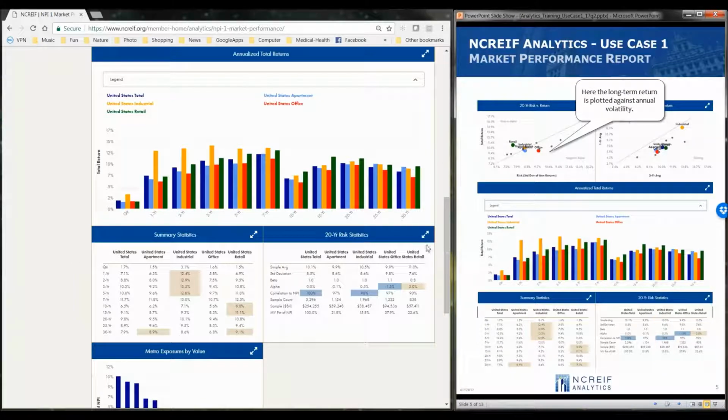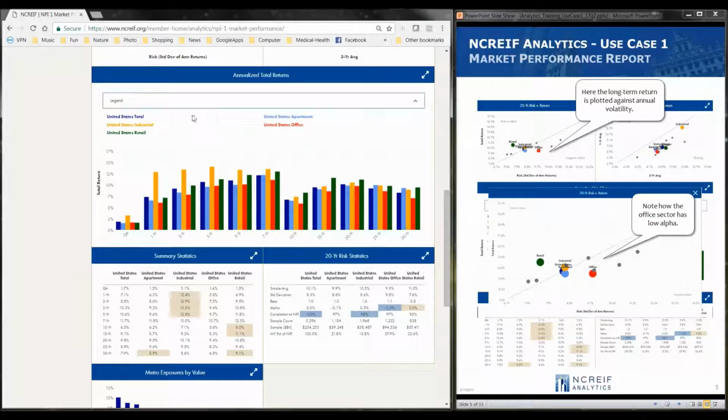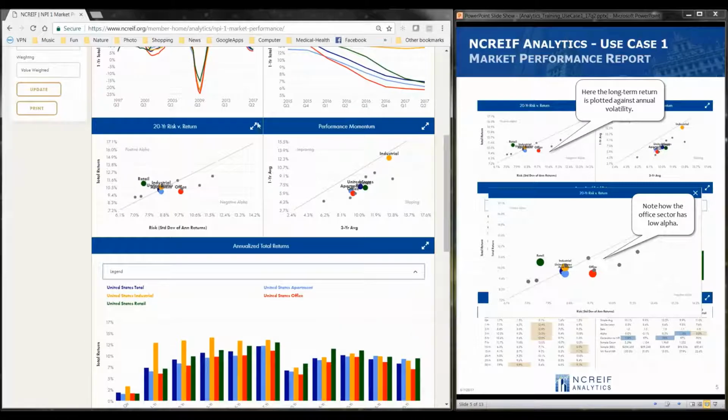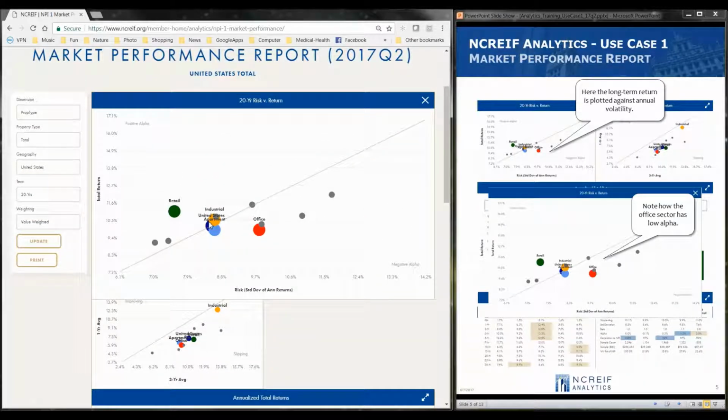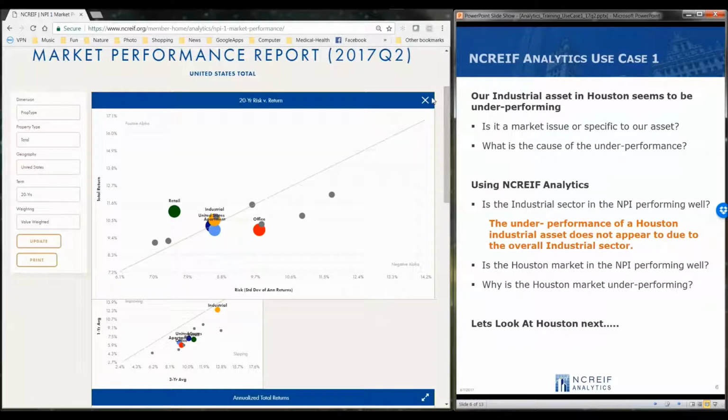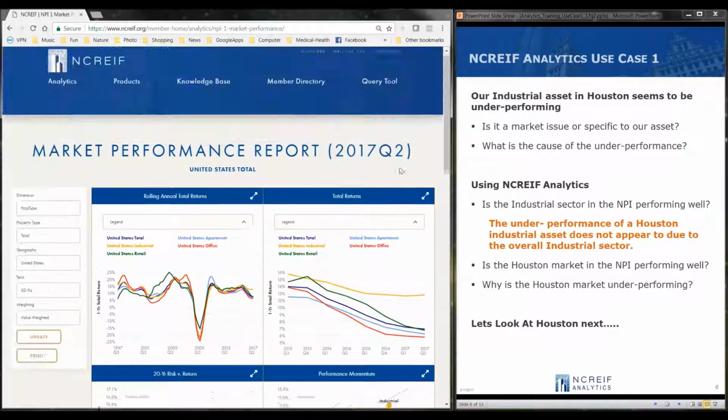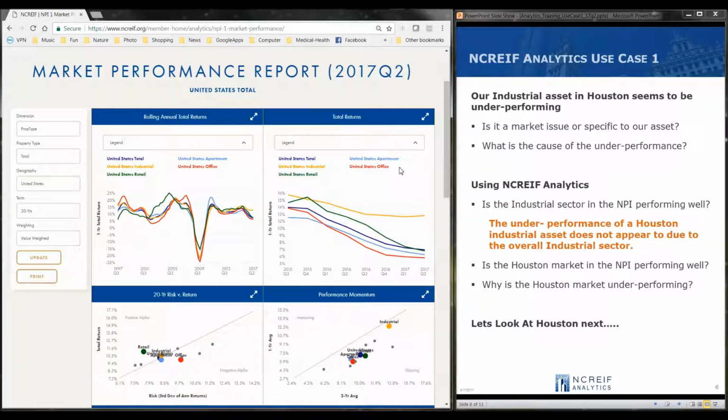We can see this represented in the risk-return chart. Over the past 20 years, the industrial sector in orange has had similar risk-return characteristics as the U.S. in dark blue. This quick analysis shows that the underperformance of our industrial asset does not appear to be due to the overall industrial sector. Maybe the Houston market is the issue.